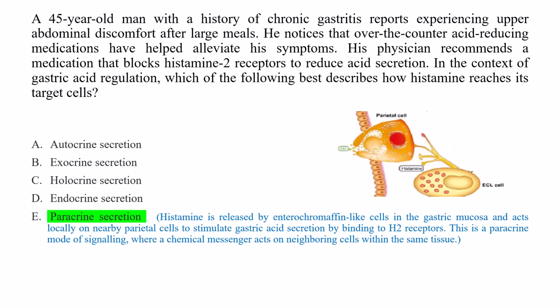The correct option here would be E, and that is because histamine is released by the enterochromaffin-like cells in the gastric mucosa and acts locally on nearby parietal cells to stimulate gastric acid secretion by binding to H2 receptors. This is a paracrine mode of signaling in which the secretory product acts on cells in the near vicinity and reaches them by diffusion.